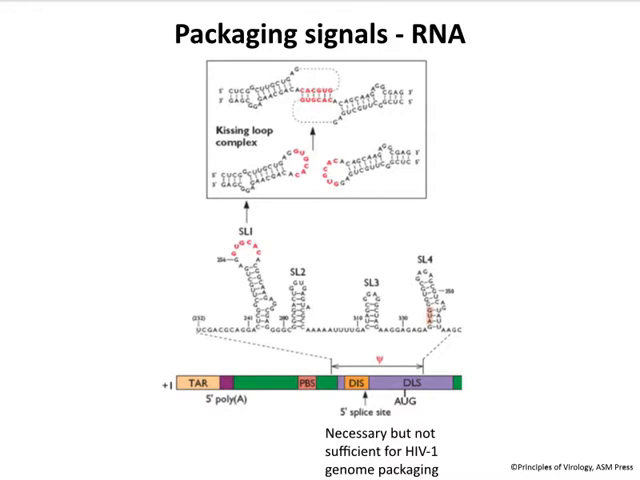All right, so the psi signal is the packaging sequence in retroviruses. This is necessary for packaging. It's not enough. You need other signals in the genome. But if you have this psi signal absent, if you take it out, the RNA will not package at all.